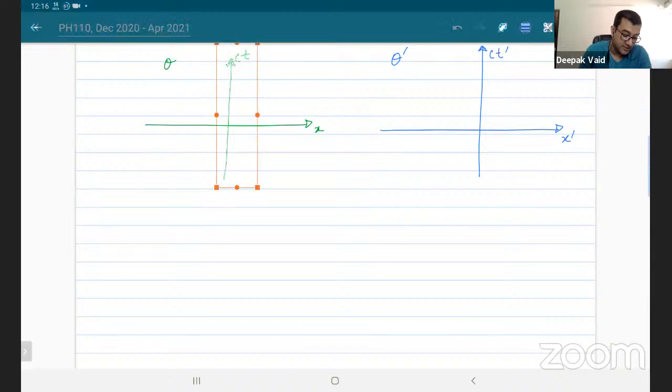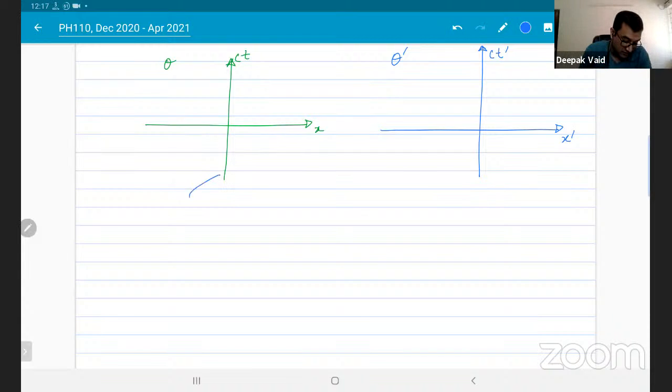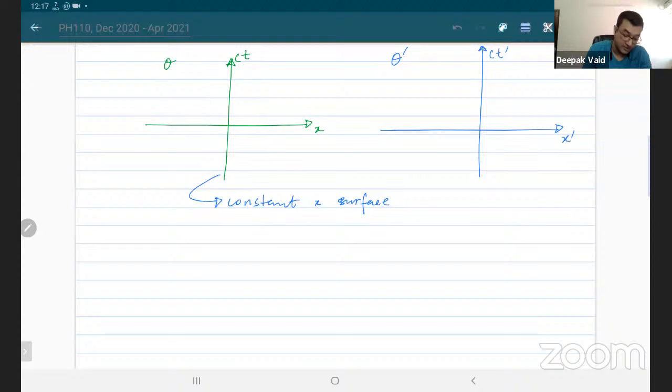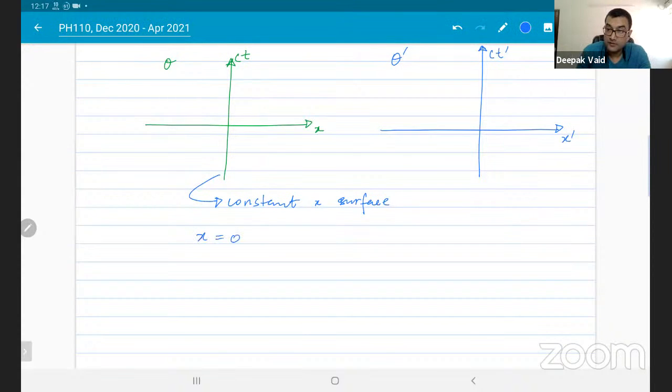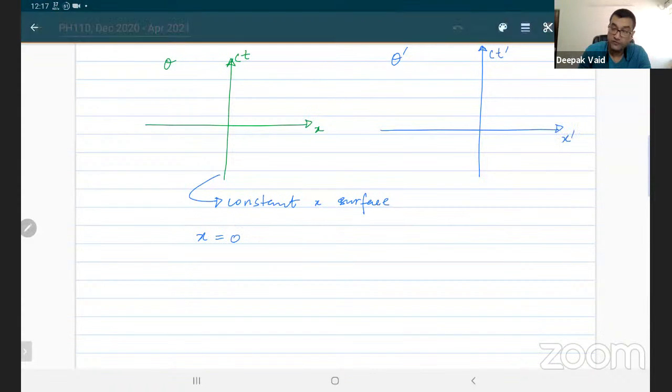So what is this axis? Again, this axis corresponds to a constant x surface, right? What is the equation of this line? The equation of this line is x is equal to 0, right? So I can ask what happens to this equation when seen from this frame of reference.